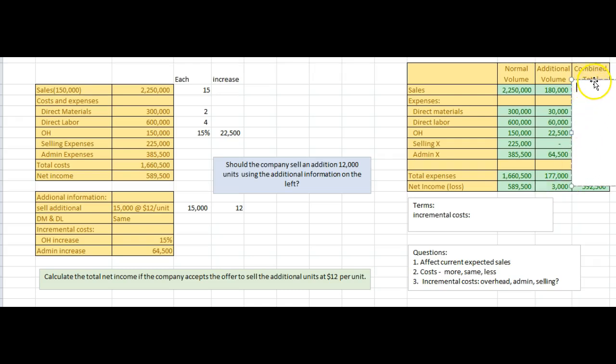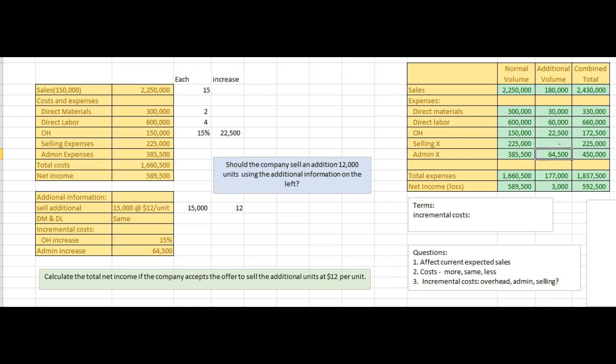Now, all things being equal, I would say run the other 12,000, wouldn't you? So instead of having 589,500 net income, you're going to have 592,500,000. So that's kind of how you look at these costs across the board. So you have costs, incremental costs, that will go up according to what has already been set out, okay? These would be the incremental costs here, that's 64,500. So you got to consider those.